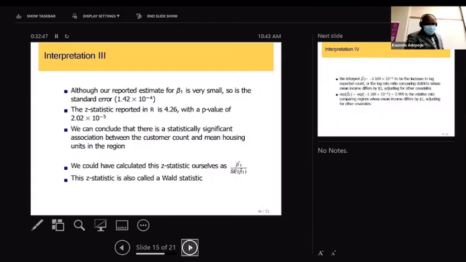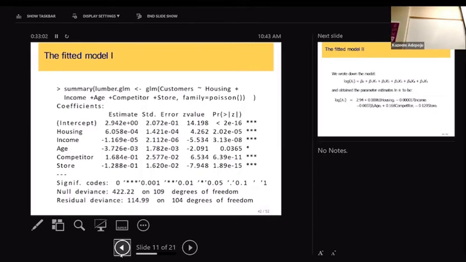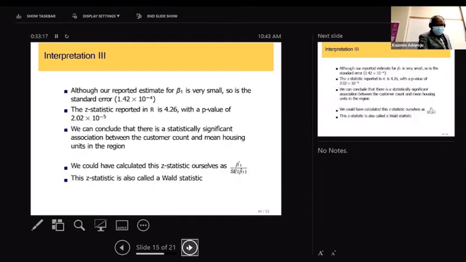Now, what I'm trying to show here is just to measure the significance of beta 1, using beta 1 divided by its standard error, which we've already seen here in the output. Look at the housing. Housing is significant, right? The p-value is very, very small. In fact, not only housing is significant, all predictors are significant here at 0.05. They are all significant. Take a look at that.